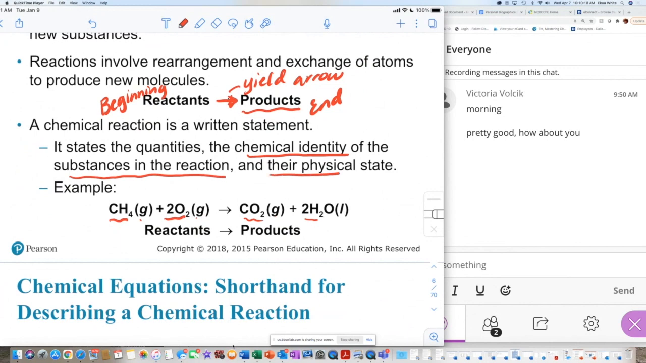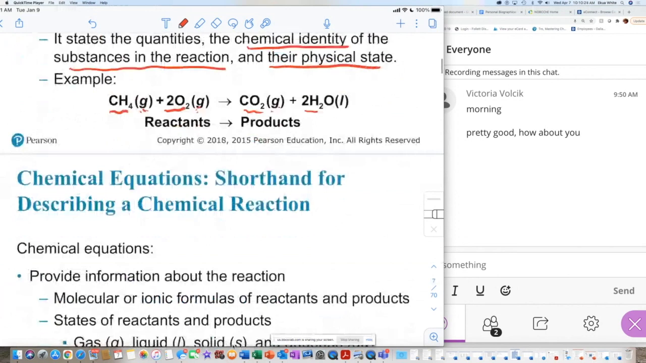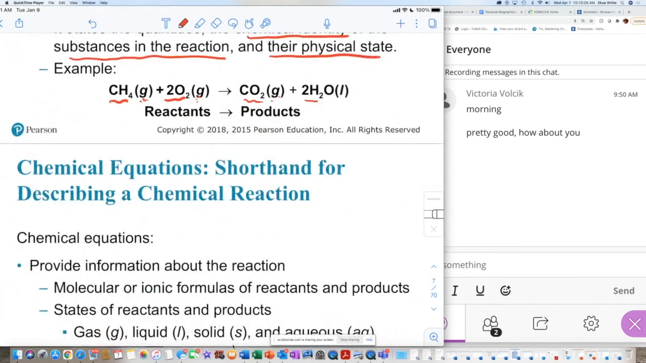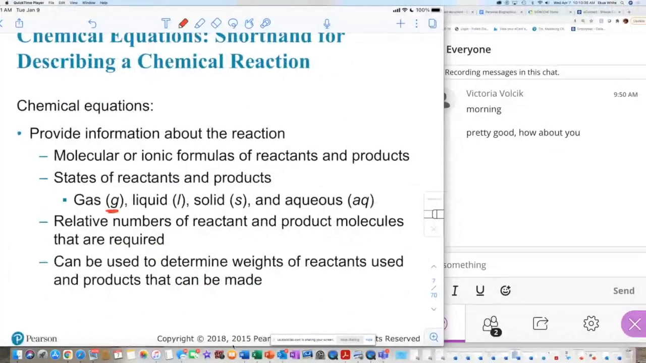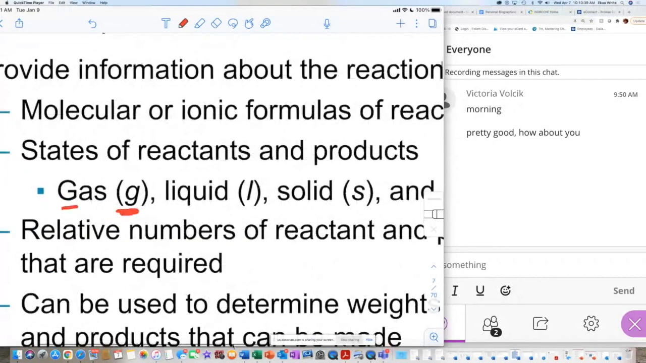And then we're talking about their physical state also. This is a gas, and these two are gas and liquid. In a way, we are also talking about how much of each is reacting, but we haven't gotten to that part yet. They're trying to unfold the mystery a little at a time. So here, G in parentheses means that chemical has to be in the gas state.